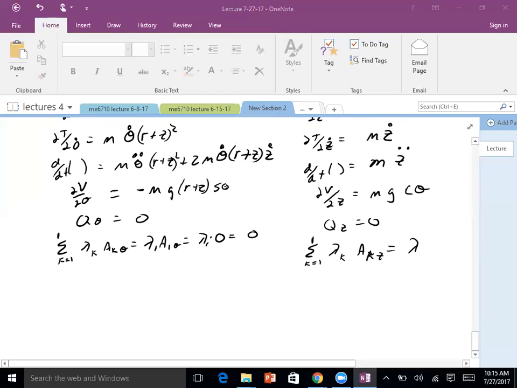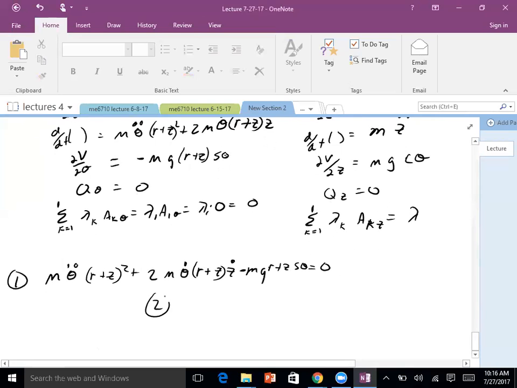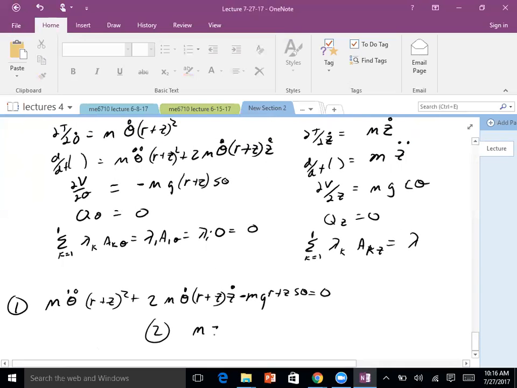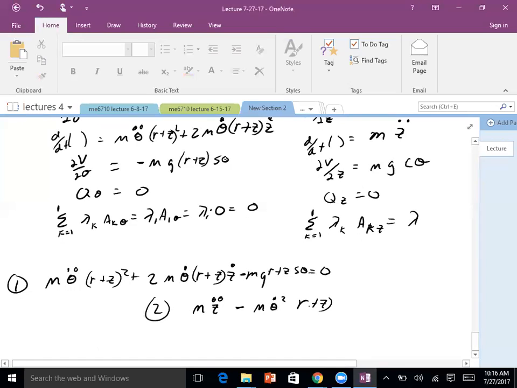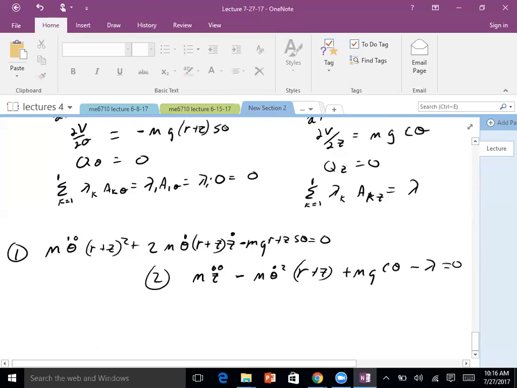All right, put it all together. We get m theta double dot (r plus z) squared plus 2m theta dot (r plus z) z dot minus mg (r plus z) sine theta equals 0. That's our first equation, from this guy. Our second equation is from over here. We get m z double dot, minus m theta dot squared (r plus z) plus mg cos theta minus lambda equals 0. So same thing as before: 2 equations of motion, 3 unknowns, 2 generalized coordinates plus the lambda we've introduced. If we had more constraints, there'd be more lambdas. So we need a third equation. It's the constraint.